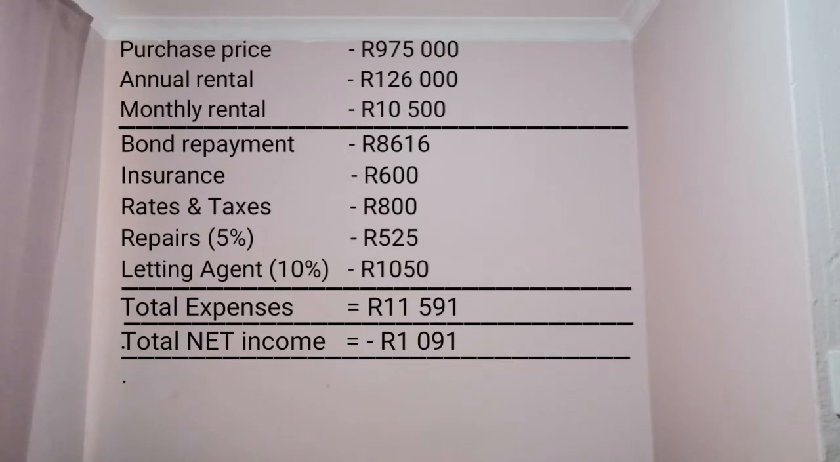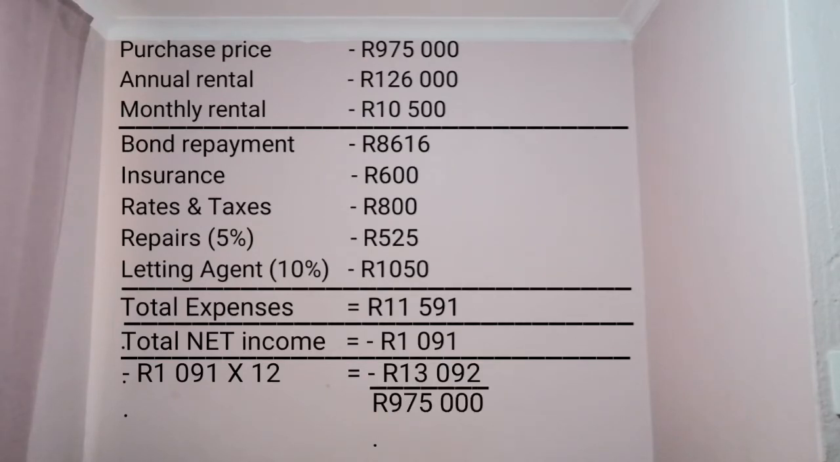Now let's calculate the net rental yield. To calculate this, we are going to multiply the net income of minus 1,091 Rand by 12 and it's giving us minus 13,092. You divide that by the purchase price of the property and you multiply that by 100. Then it gives you a percentage.